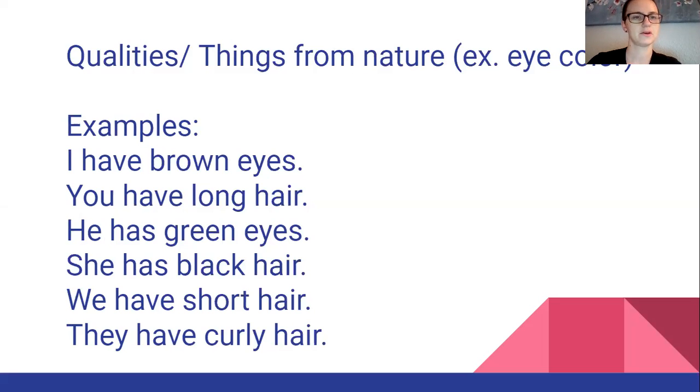Examples: I have brown eyes. You have long hair. He has green eyes. She has black hair. We have short hair. They have curly hair. If you see some of these words in here and you're not quite sure what they mean, that's okay. We're going to go over these.